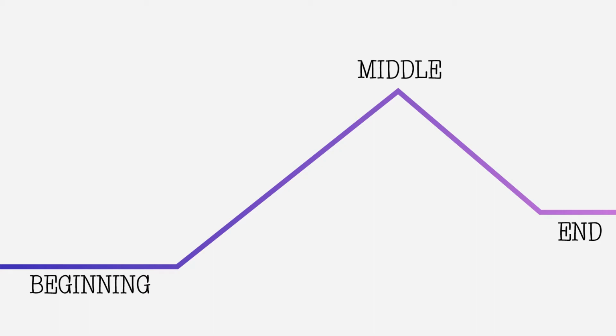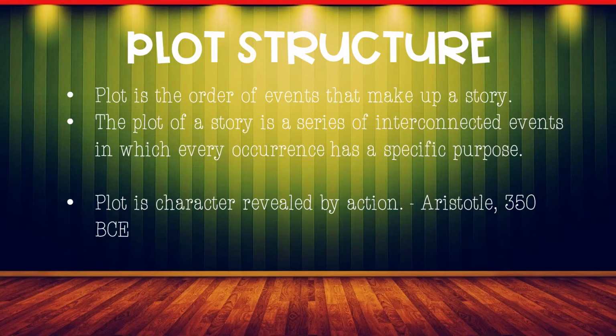But what is plot? Well, it's the order of events that make up a story. It's a series of interconnected events in which every occurrence in the story has a specific purpose. Aristotle was also quoted to say that plot is character revealed by action. So basically, in order for us to learn about these characters and what their purpose is and why we're watching the story, there has to be a plot.